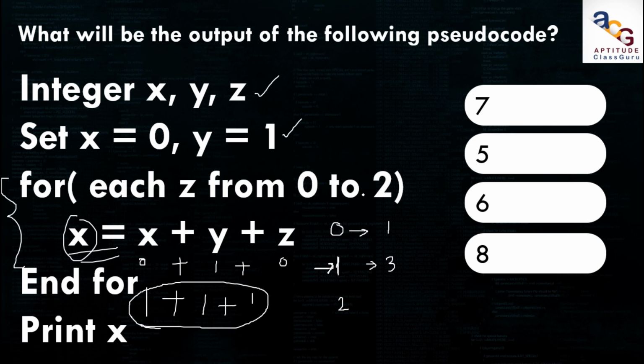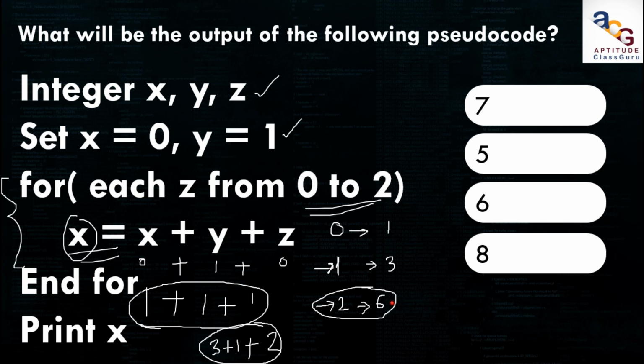What is the next iteration? The z will be 2. So this is the last iteration where we are going to perform this code. The x value is already 3. So 3 plus, what is the value of y now? It is 1, right? And what is the z value? It is now 2. The total value of x is now 3 plus 1 plus 2. At the third iteration, the x value becomes 6. So it is printing the value of x. So the answer will be 6.